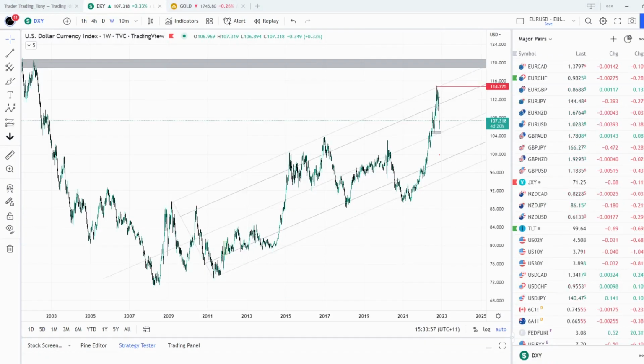Okay, let's take another look at the DXY. We have been following this for some time. Over the past couple of weeks, we were expecting a big pullback on the dollar index from this major market cycle high at 114.77. So that has unfolded.